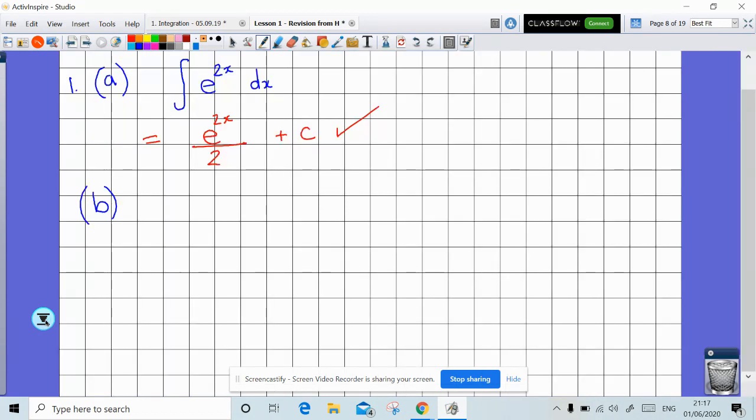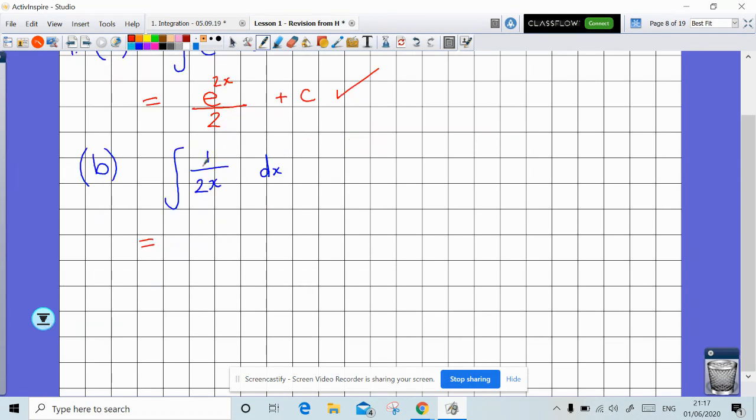So part B, you're going to have 1 over 2x dx. So this looks very similar to the one that's in the formula sheet. This is going to be the special case that I was on about. Okay, so if you've ever got a fraction, and you look at this, the derivative of the bottom is 2. Have we got a 2 on top?